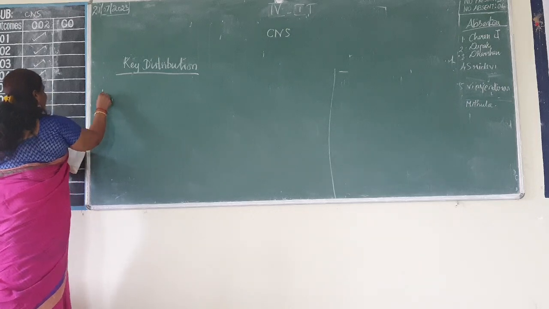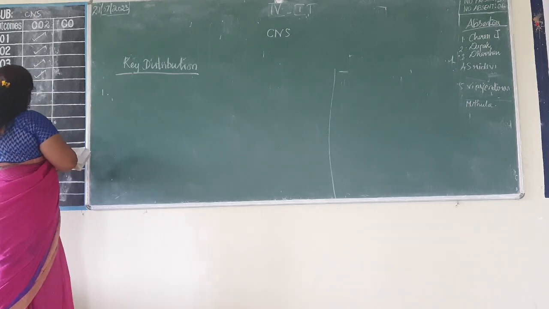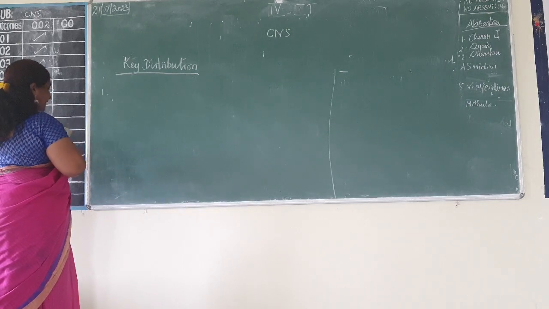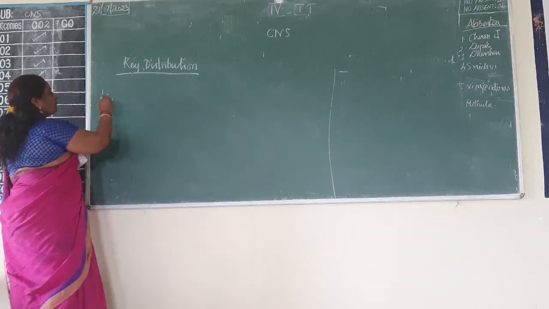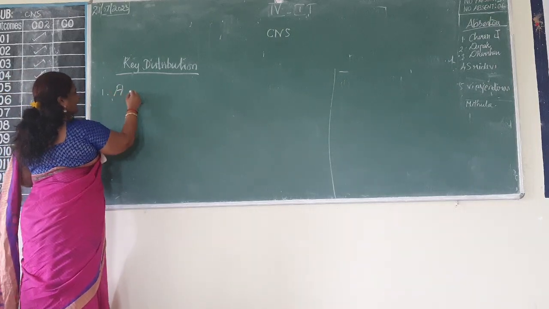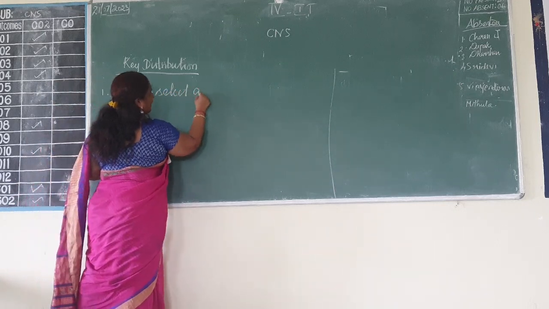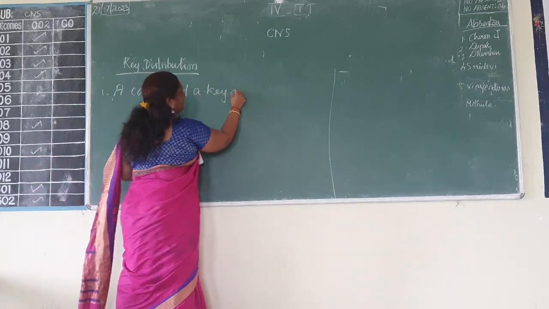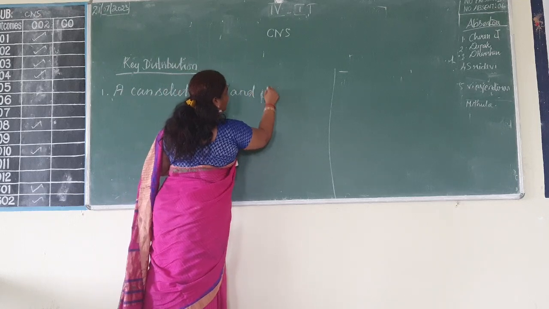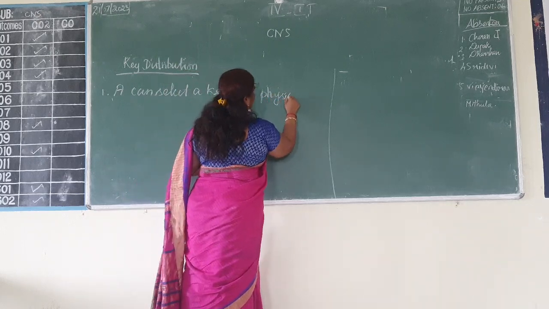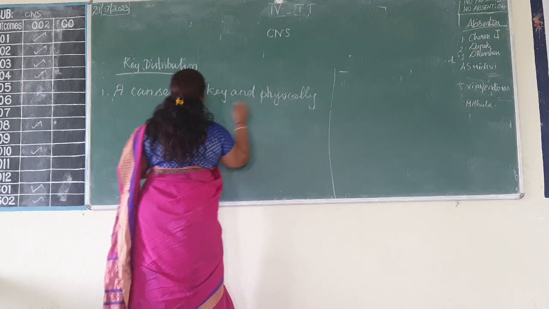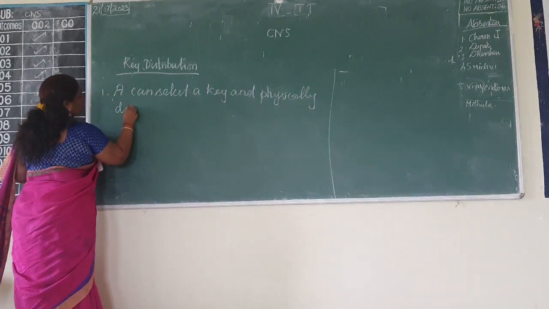As I mentioned, there are a number of ways to distribute a key. A can select a key and physically deliver it to B. That is, when A and B are in communication, A can select a key and physically distribute it to B.